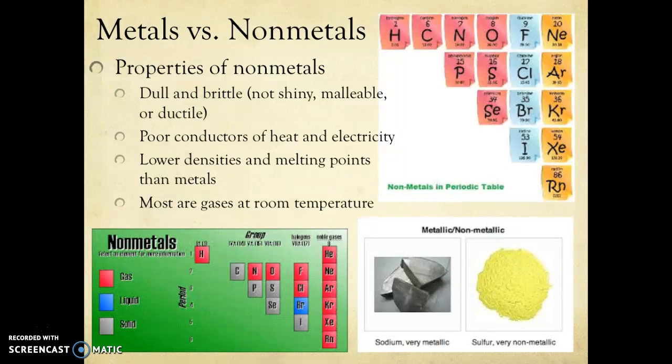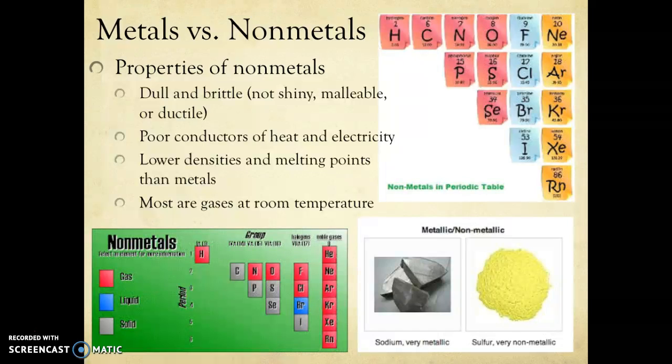Nonmetals are not metals, as the name implies. They are dull, they are brittle, so they're not shiny, they're not malleable, they're not ductile. They're opposite of metals. They are poor conductors of heat and electricity. They have lower densities and lower melting points than metals, and most of them are gases at room temperature. Some of them are liquids, there are a few that are solids, but for the most part at room temperature they are gases.